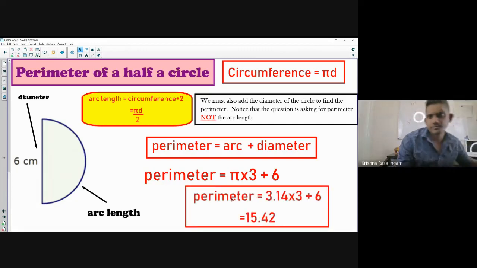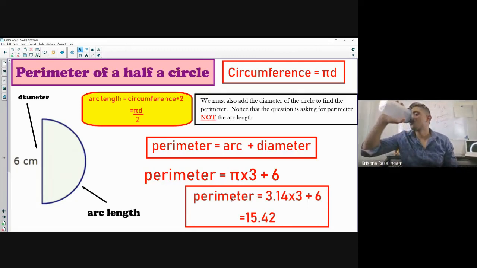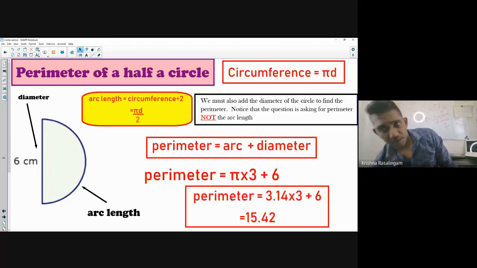So you can see there, if we use pi is 3.14, we times that by 3 and plus 6. So type that into calculator. Make sure you get 15.42 centimeters, and that is fine.